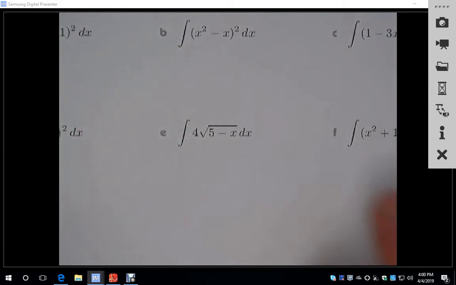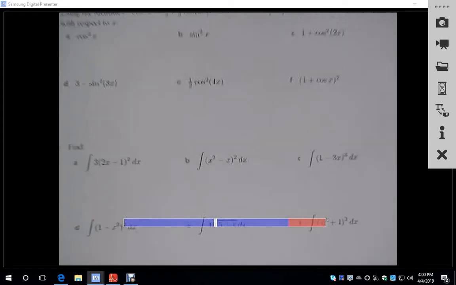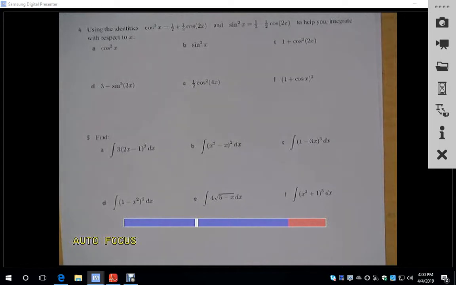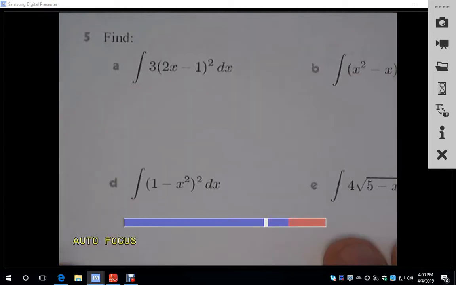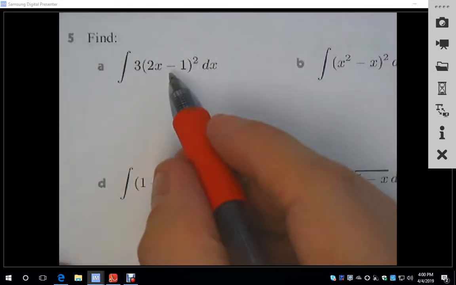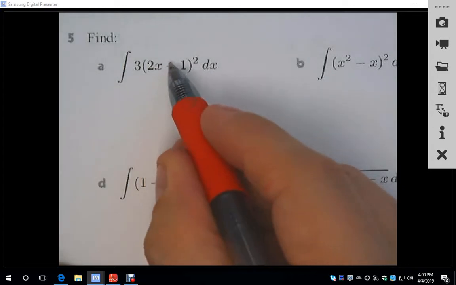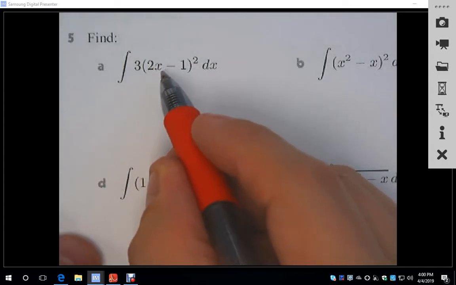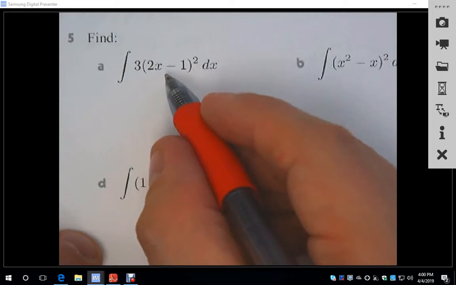All right, now, more problems. I'm going to do, let's just jump down to 5A. All right, and again, I want to emphasize how important it is that this inside function is a linear function. It has to be a linear function, otherwise you have to use a different method.